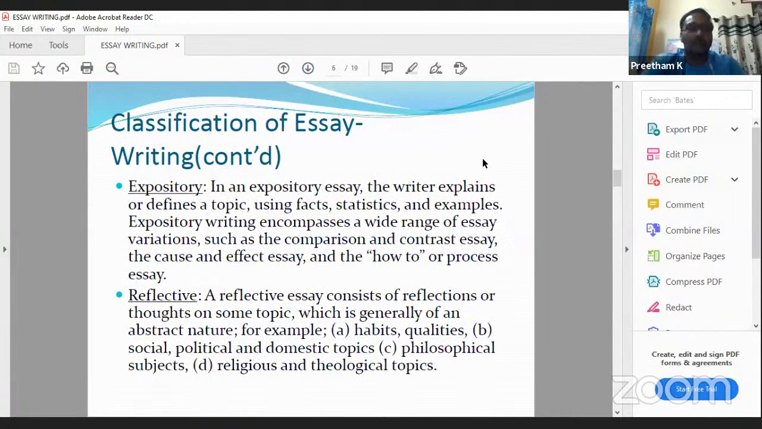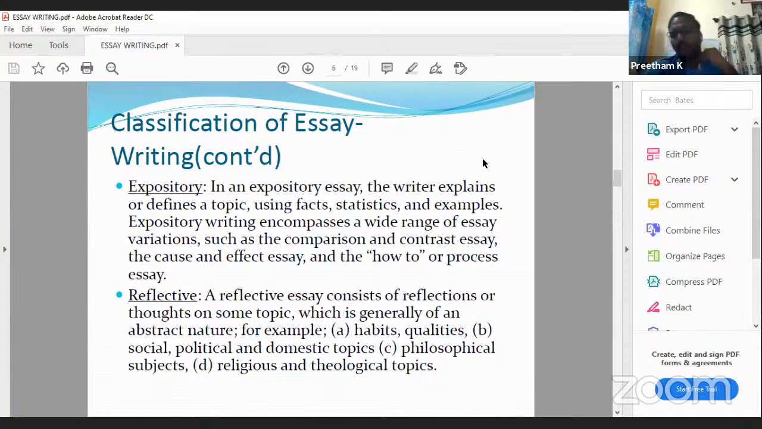Then expository. In an expository essay, the writer explains or defines a topic using facts, statistics, and examples. Expository writing encompasses a wide range of essay variations such as the comparison and contrast essay, the cause and effect essay, and how-to or process essays.